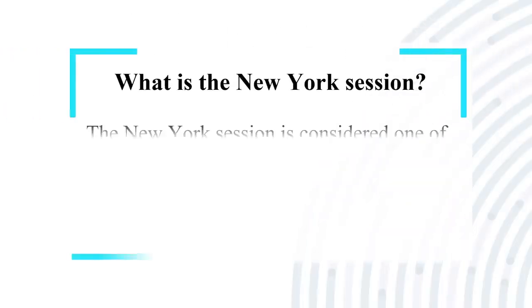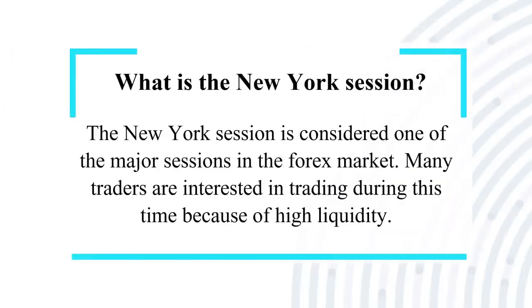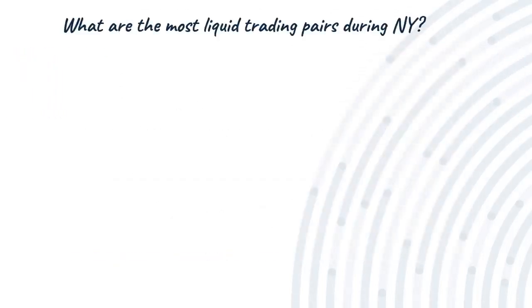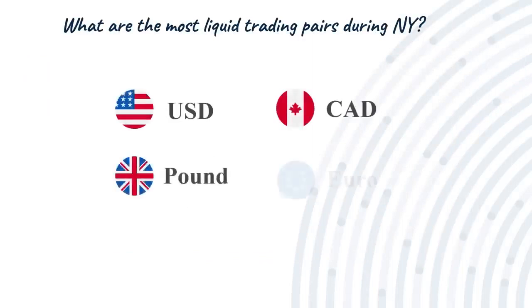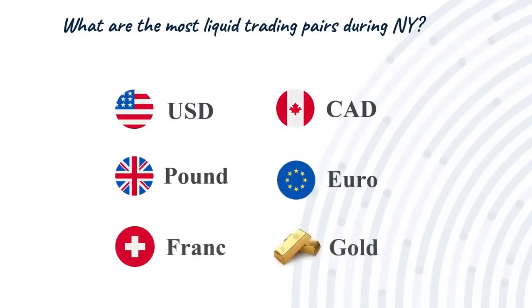So, what is the New York session? The New York session is considered one of the major sessions in the Forex market. Many traders are interested in trading during this time because of high liquidity. But what are the most liquid trading pairs during this period of the day? In the New York session, the US dollar, Canadian dollar, pound, euro, yen, franc, and gold are being actively traded. So the pairs that have these currencies would have enough liquidity to make the movements we want to see in the market.